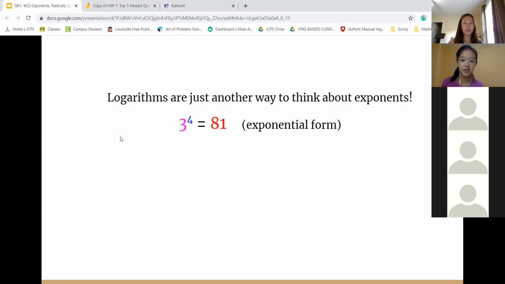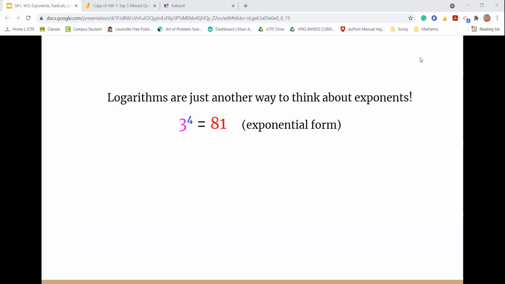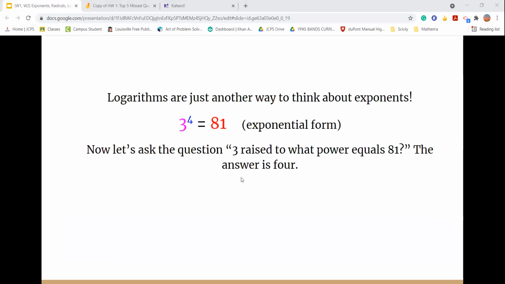Okay, so logarithms are just another way to think about exponents. When we have a regular exponent expression, for example, 3 raised to the 4th power equals 81, that means it's 3 multiplied by itself 4 times, which equals 81. But now I can change the question. Now we can ask, 3 raised to what power equals 81?